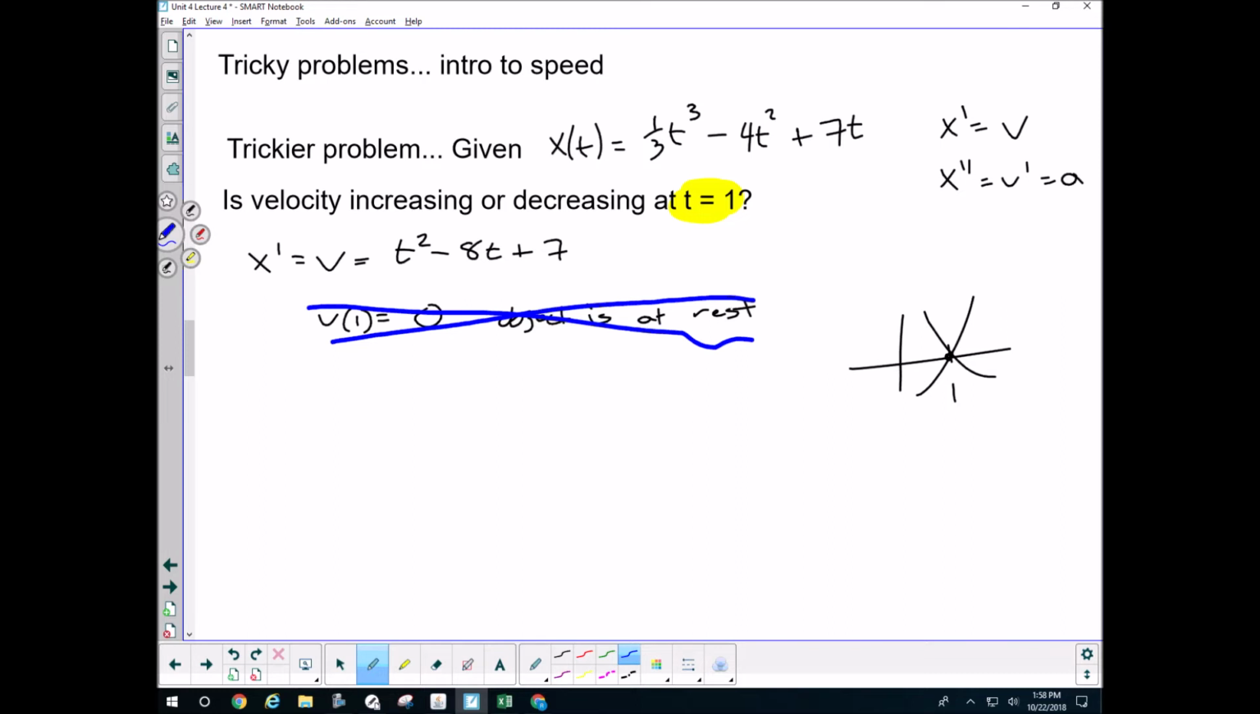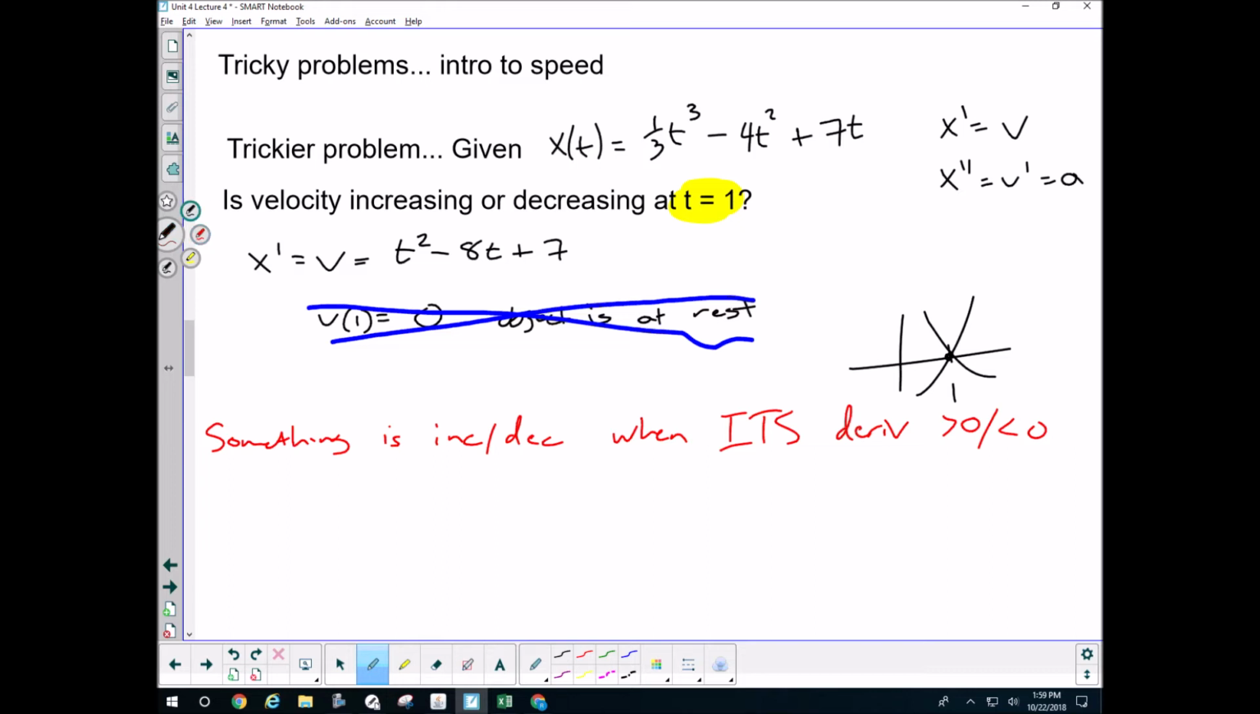Find the answer to this question now. Let's be on time to Genius Hour, please.